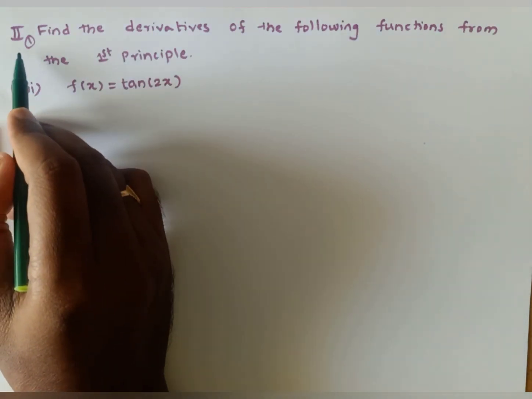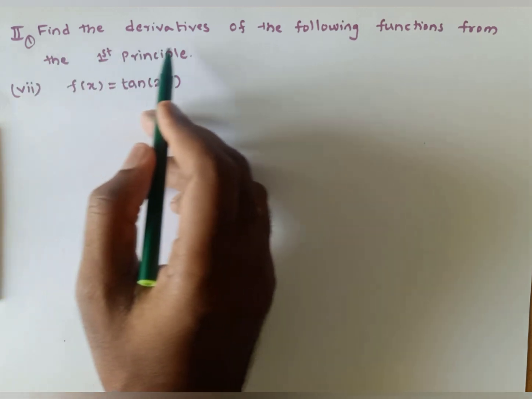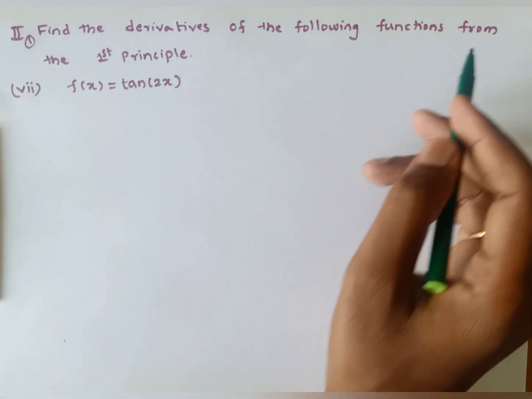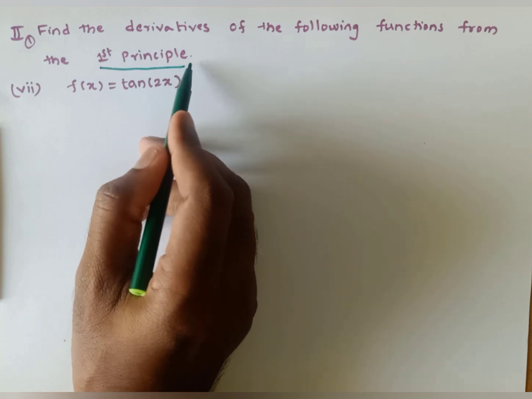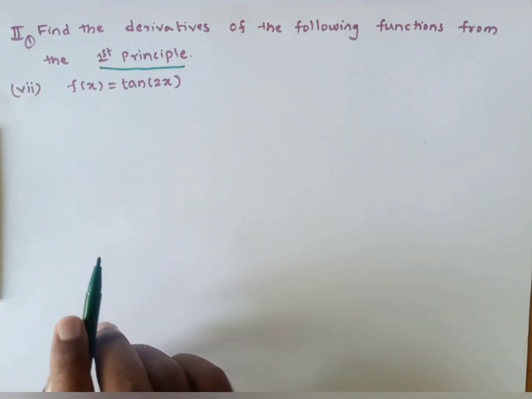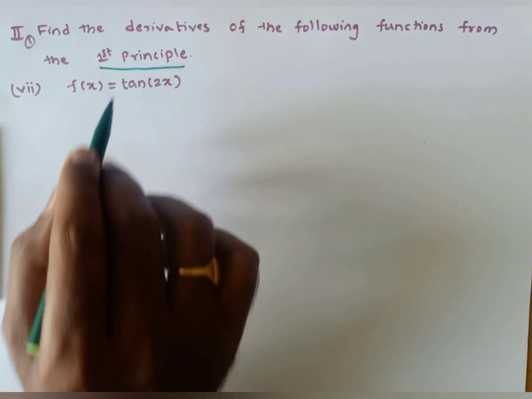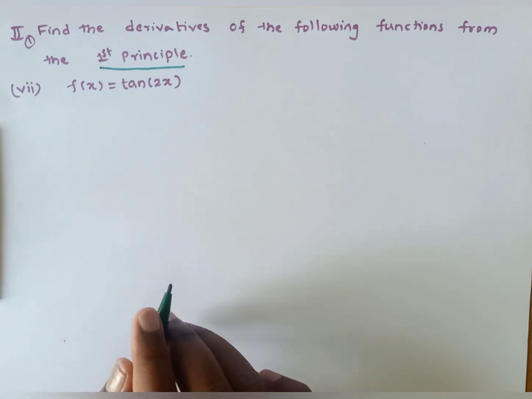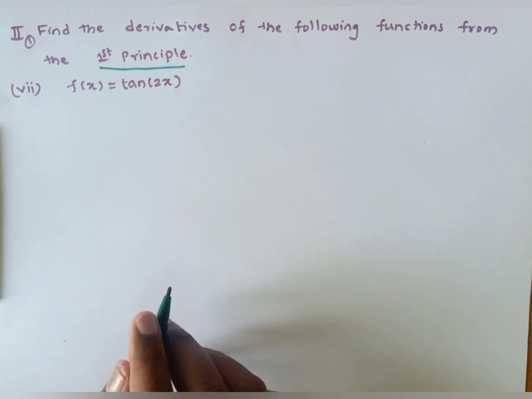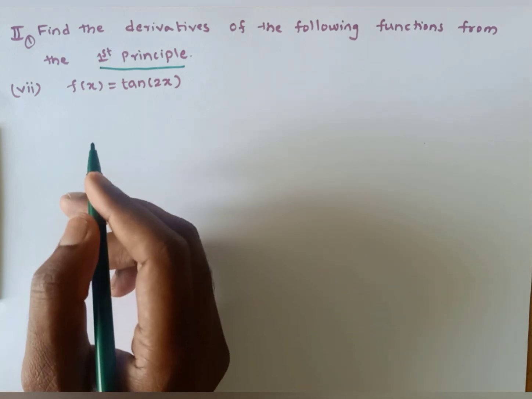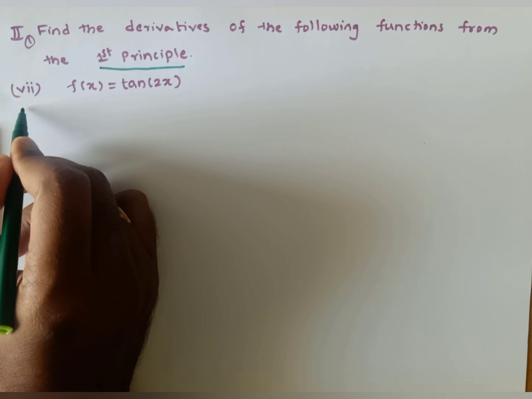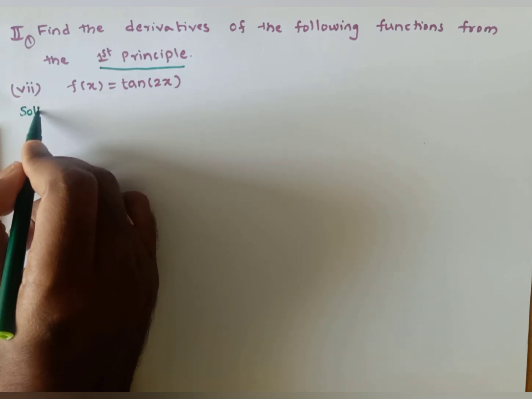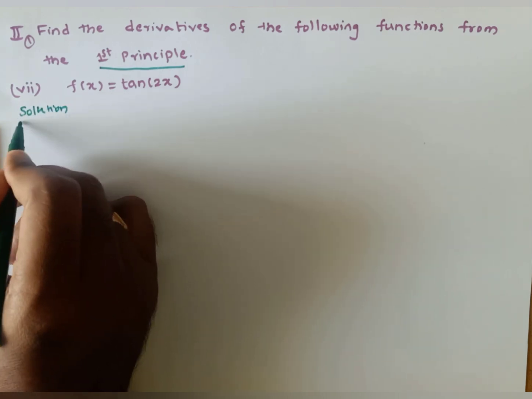Now the second Roman numeral, first bit: find the derivatives of the following functions from the first principle. So we need to find the derivative of the given functions using the first principle. As we know, the first principle of the derivative is based on the limit as h tends to 0 of f of x plus h minus f of x by h. Now what is given? f of x is equal to tan 2x.